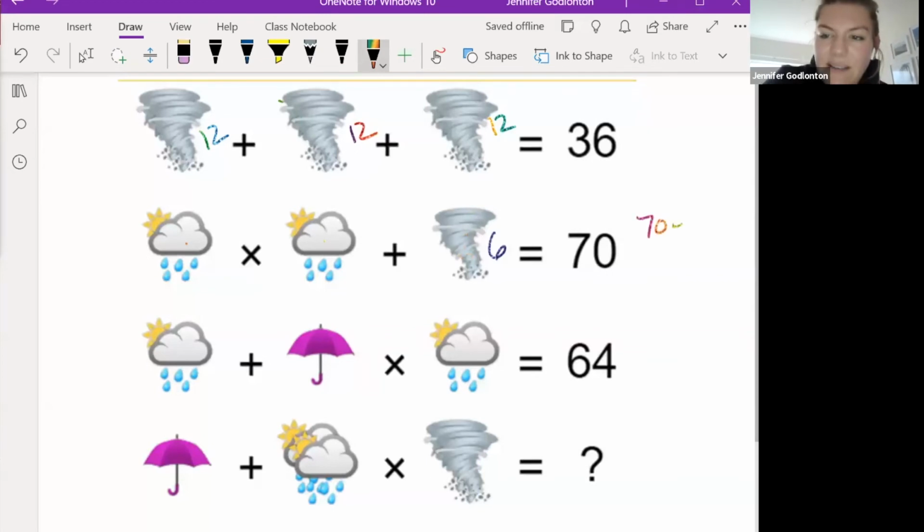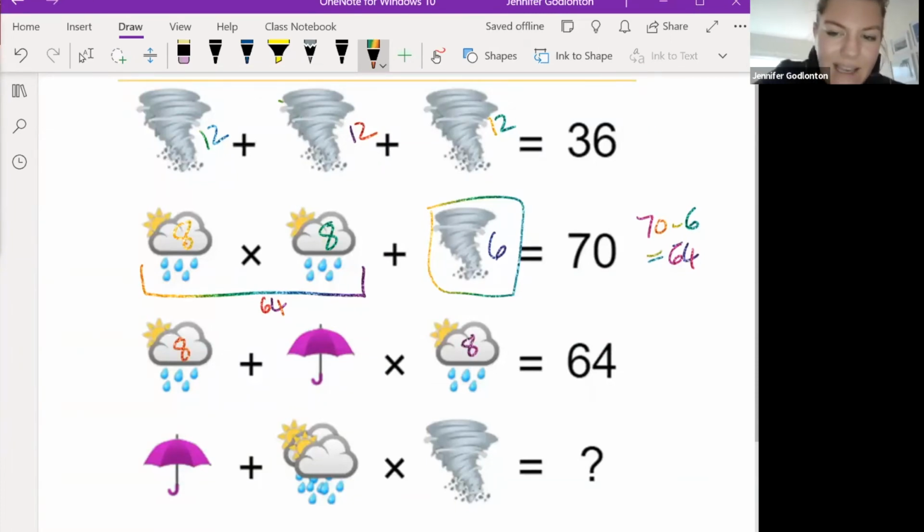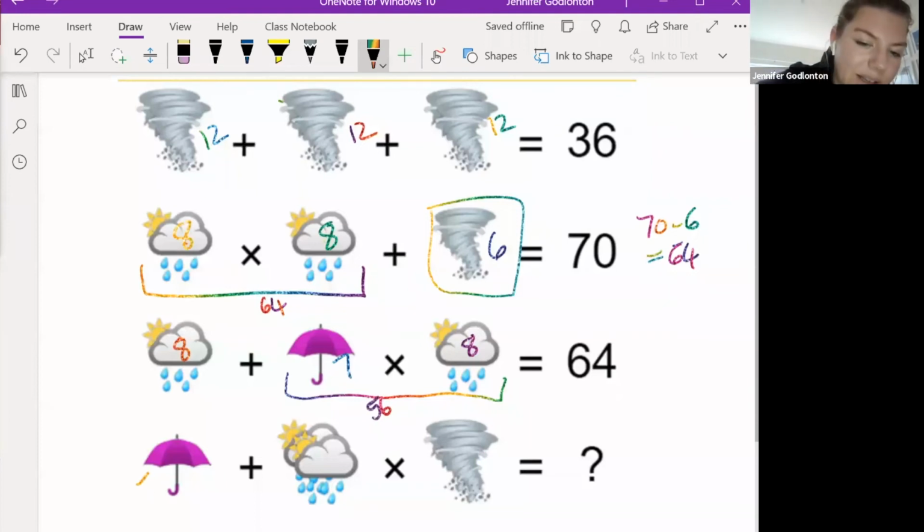So we're going to say 70 minus 6 gives us 64, which means these two together need to equal 64. So that means that our rain cloud is 8. That was the sneaky one, that this one was alone. So this rain cloud here is 8 and this rain cloud here is 8. And we have to say 8 times something plus 8 needs to give us 64. So if we say 8 times 7, that's going to give us 56, and 56 plus 8 will give us 64. So then this is going to be 7.